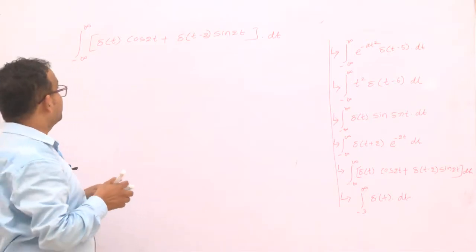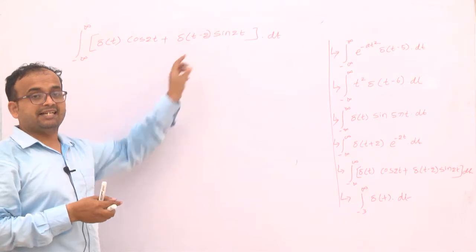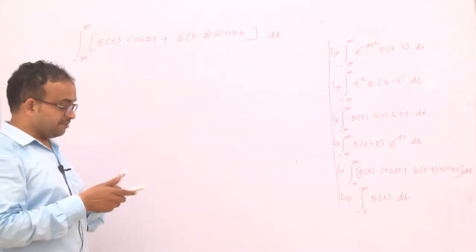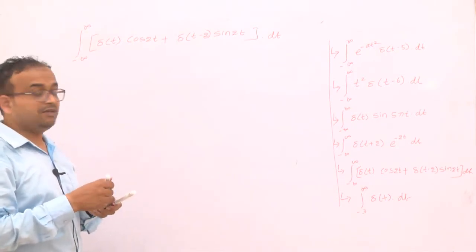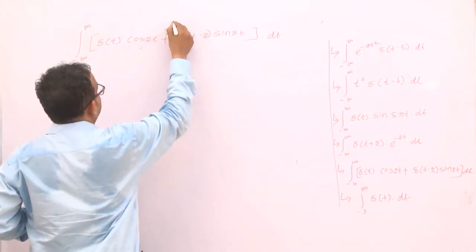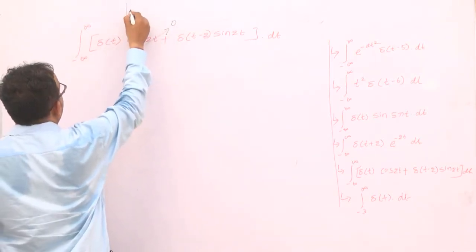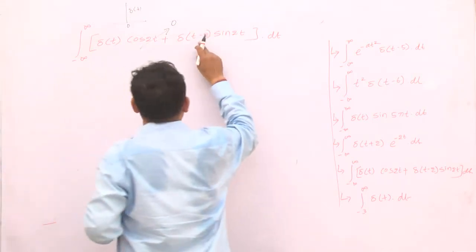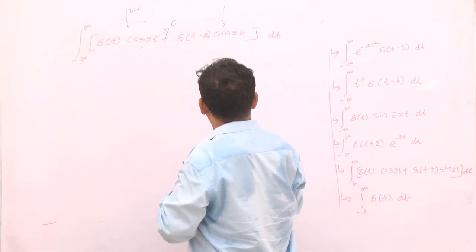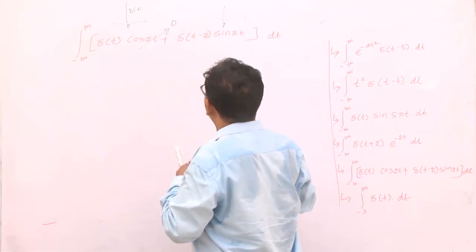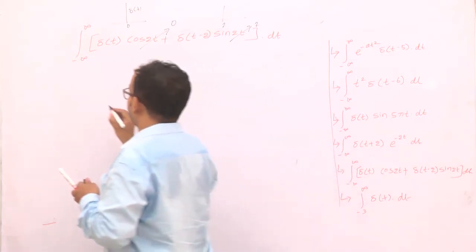Let the equation be like this: delta t into cos 2t plus delta t minus 2 sin 2t dt. So how to solve it? Same thing. Delta t is multiplied with cos 2t, so this t will be replaced by 0, as delta t is present at t equal to 0. Delta t minus 2 means this is present at t equal to 2, so this t will be replaced by 2. Very easy thing.